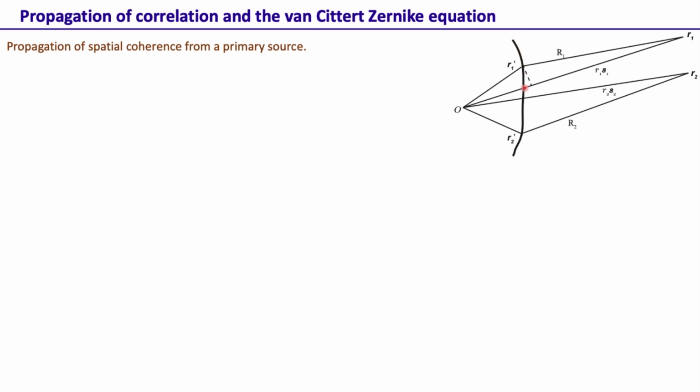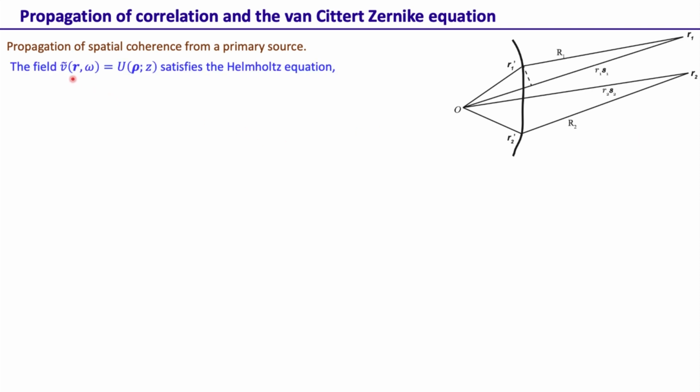So this is a primary source, and this is the origin. r1 prime and r2 prime are two points, just space variables on this primary source. Now we are after calculating the correlation function between the field vibration at these two points r1 and r2 at some location away from this source. So how do we go about it?